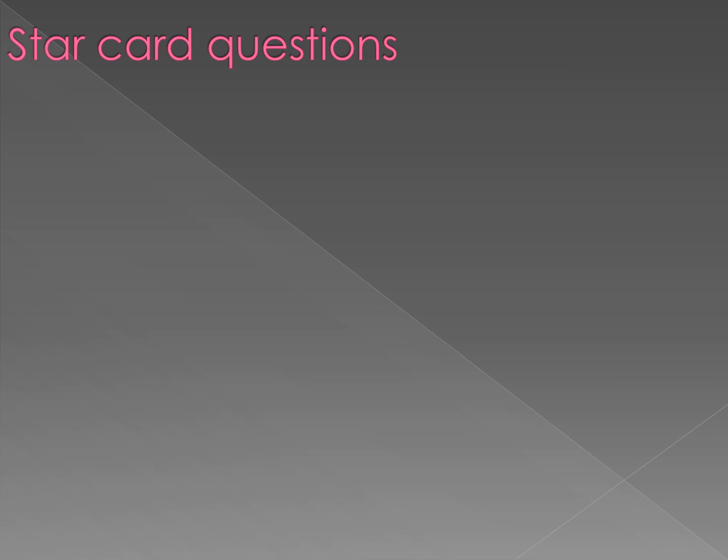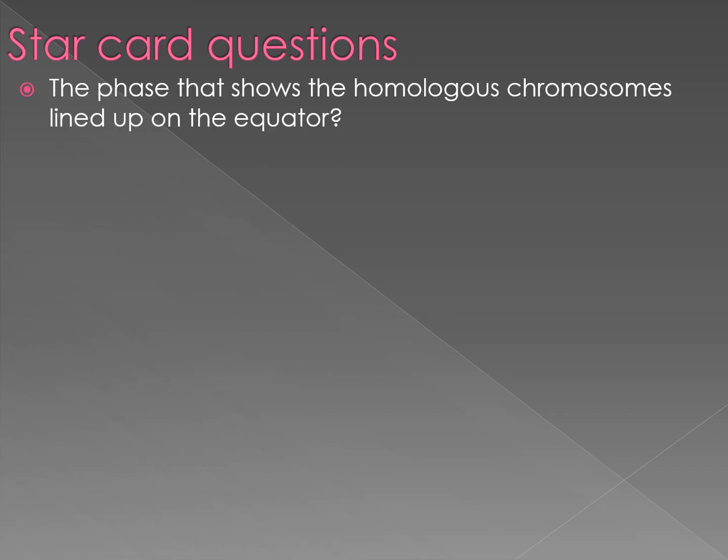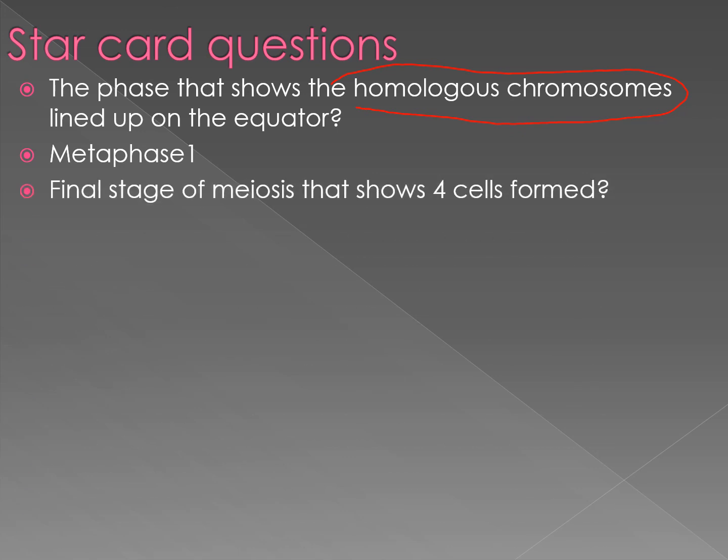So let's just do a quick review. The phase that shows the homologous chromosomes line up at the equator? Metaphase 1. It says chromosomes, not a chromosome. First stage of meiosis that shows 4 cells formed? The final stage of meiosis that shows 4 cells is going to be telophase 2 or cytokinesis.